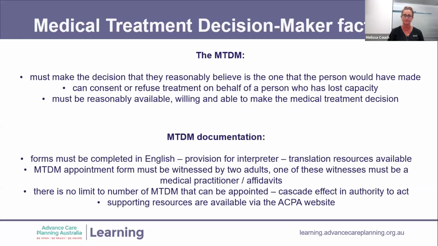When we complete the MTDM form, it must be completed in English. We do have provisions for interpreter and translation resources, available on Advanced Care Planning Australia's website. It must be witnessed by 2 adults, and one of these witnesses must be a medical practitioner or someone who can witness an affidavit. The second witness cannot be either of the people who have been appointed if there's multiple MTDMs appointed. There's no limit to how many can be appointed, but obviously we use the numbering in which they've ordered them on that document.